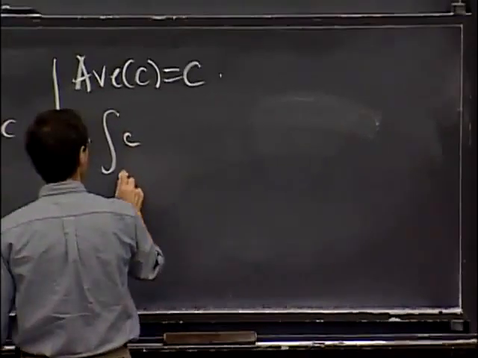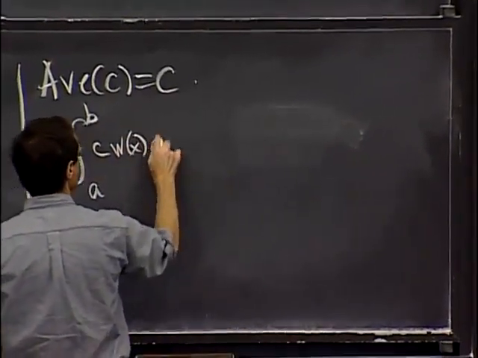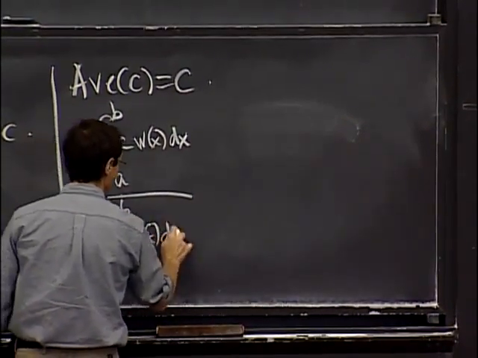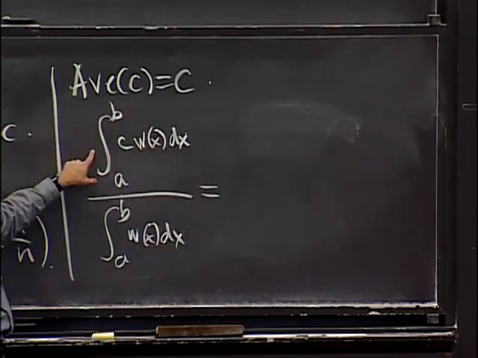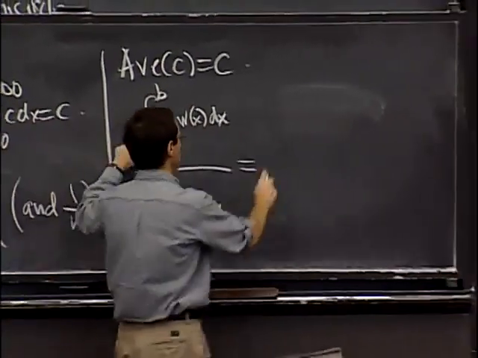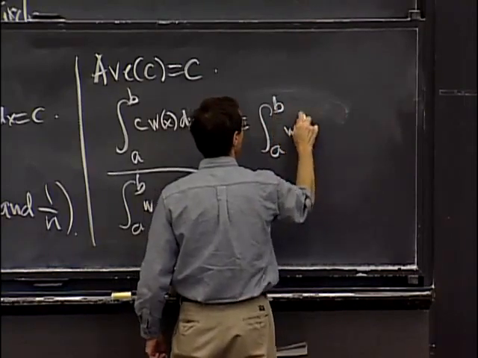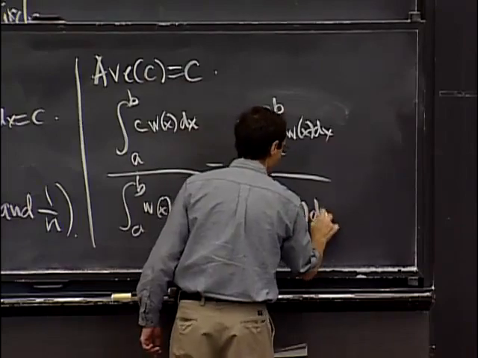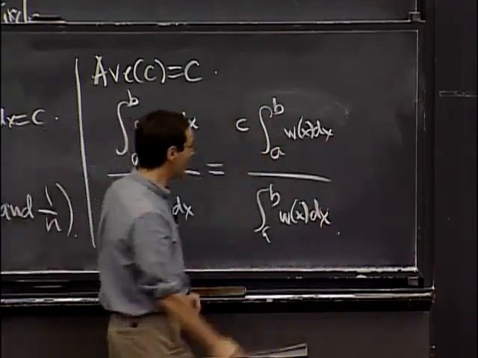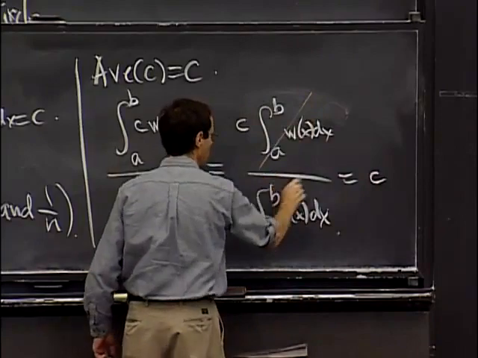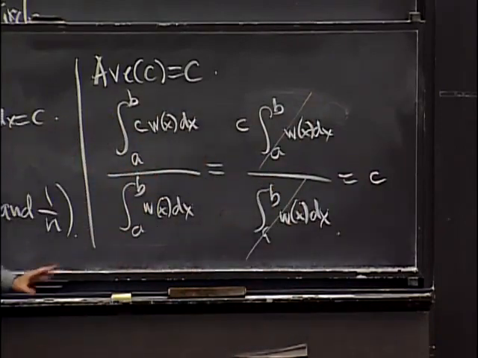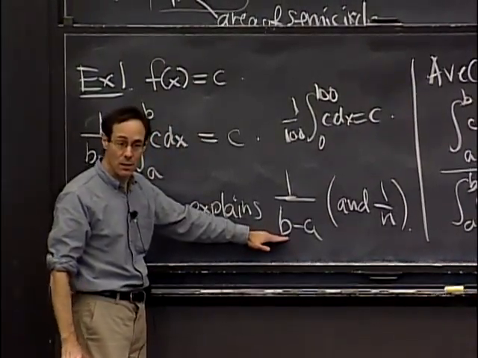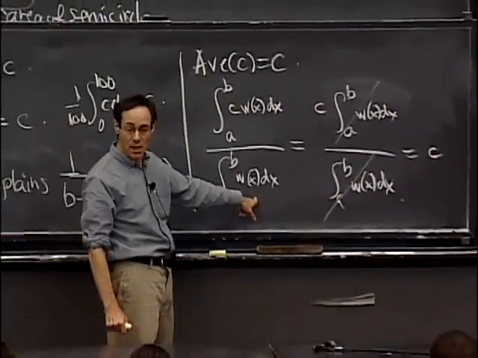If you integrate c from a to b, w of x dx, and you divide by the integral from a to b, w of x dx, not surprisingly, the c factors out. It's a constant. So this is c times the integral a to b, w of x dx, divided by the same thing. And that's why we picked it. We picked it so that these things would cancel, and this would give c. All right? So in the previous case, this property explains the denominator. And again, over here, it explains the denominator.